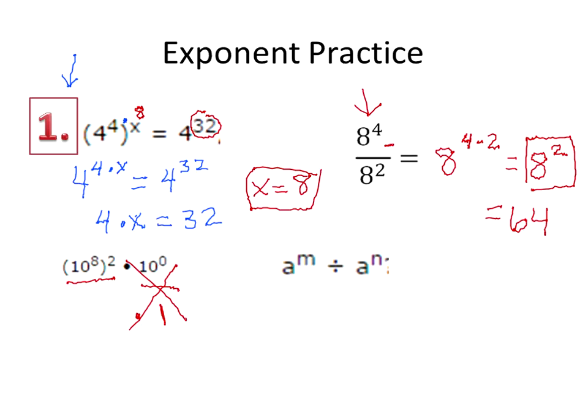So now we have a power to a power, and whenever we have a power to a power, we're actually multiplying. So we're taking 8 times 2, which is 16. So in this case, we have 10 to the 16th power. And we'll just leave that in exponential form like that.